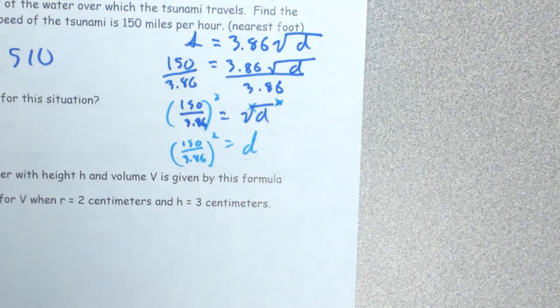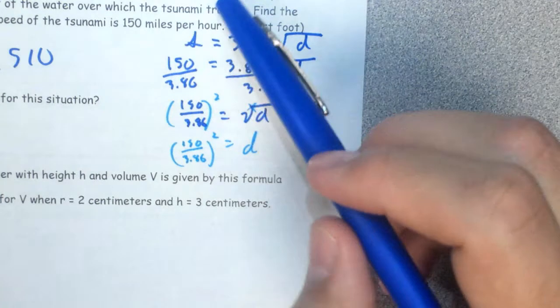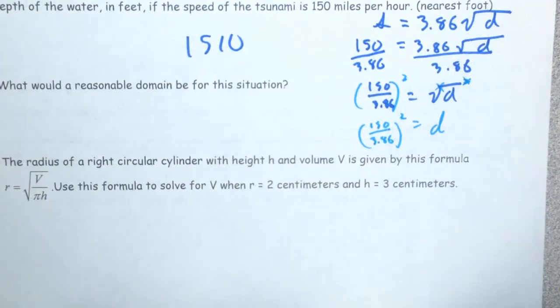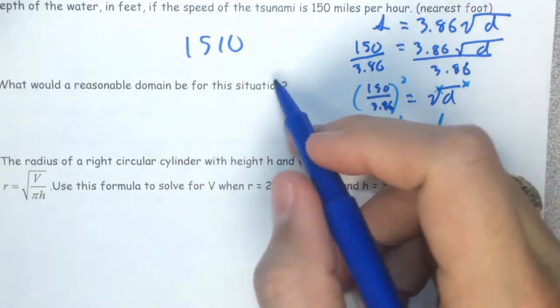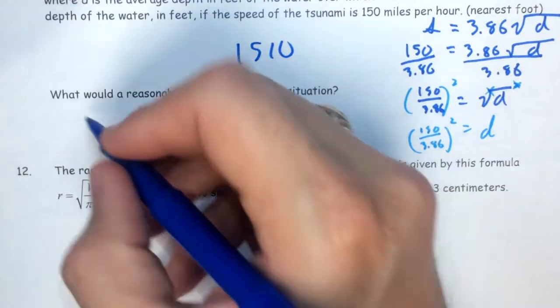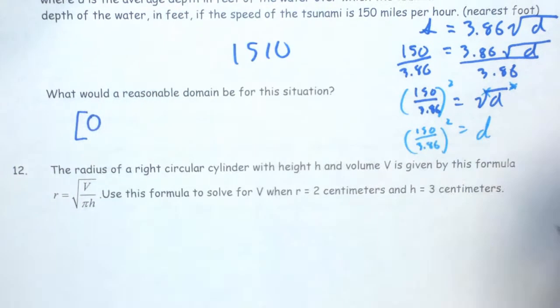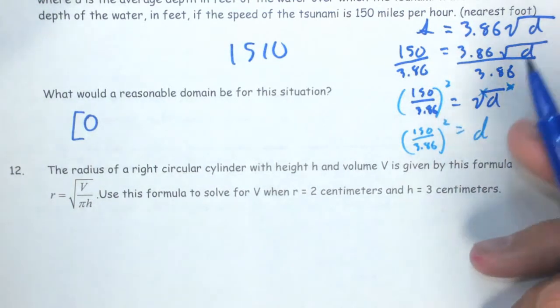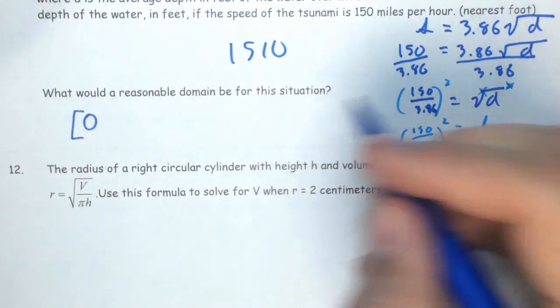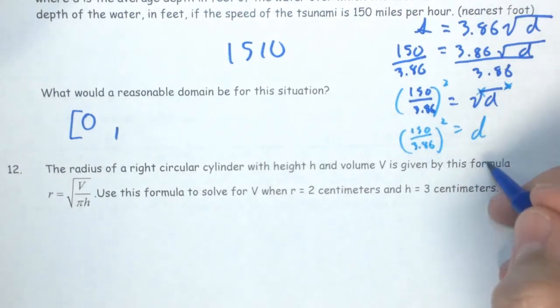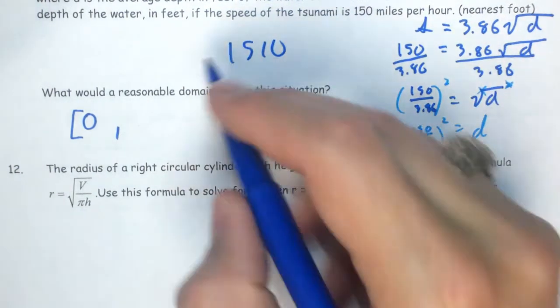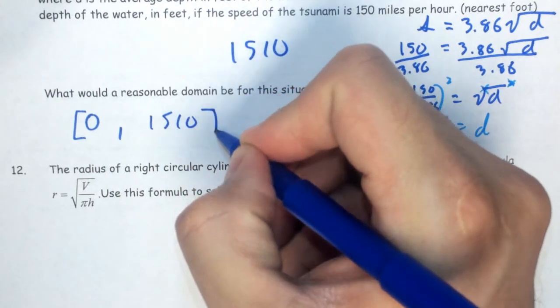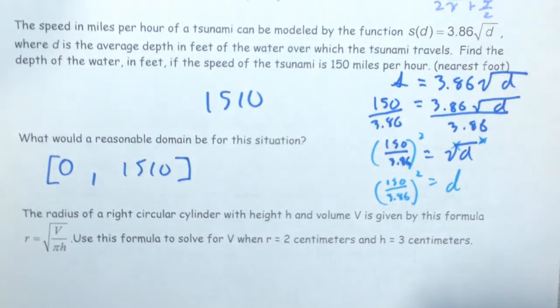Reasonable domain for the situation. Domain's something we're putting in. Reasonable domain, I would say, can you have a depth of less than 0? No, so the domain can be 0 to however fast you can go. I don't know how fast a tsunami goes. Let's just take it as that's the fastest it can go, and that needs to go to what is my D for this? Whatever it is, I don't know how fast it's supposed to go, so that's my best guess.